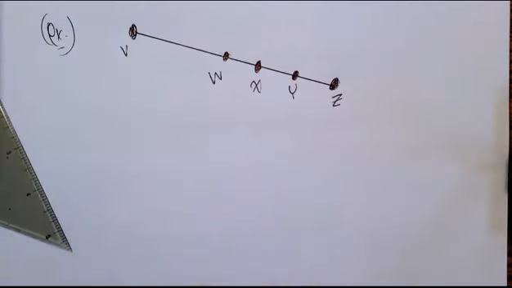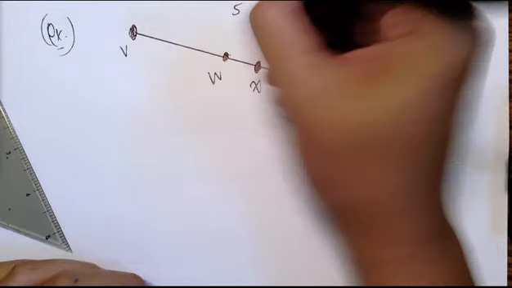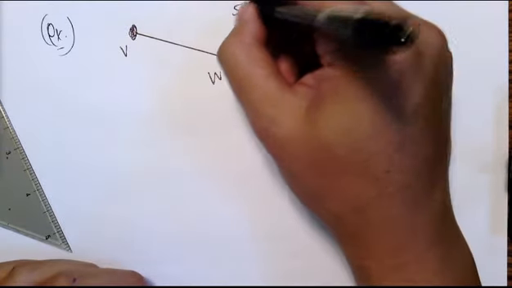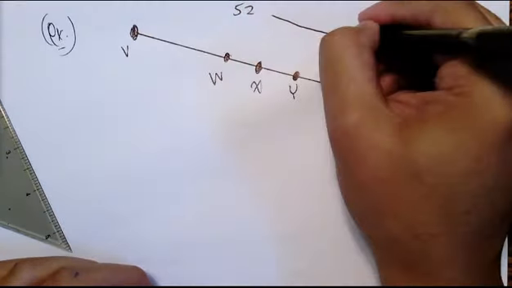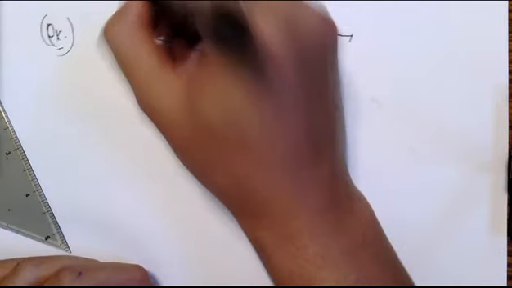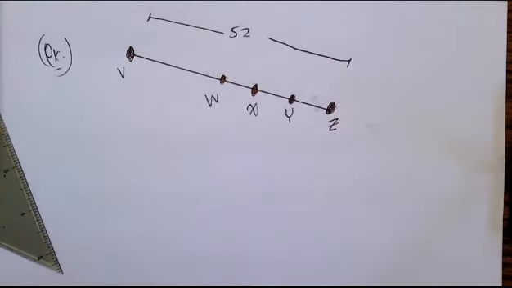Okay, so here's the thing. I'm going to read out the problem, and I'm going to put some markings on it in black, okay? V, W, X, Y are collinear, so they're all on the same line, okay? VZ, the entire, is going to be 52. So that entire part is 52 right there. Okay, XZ is 20.